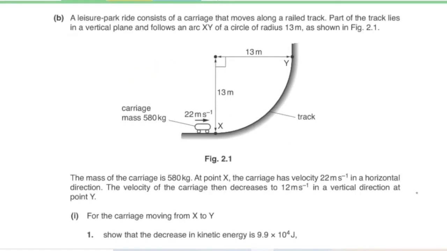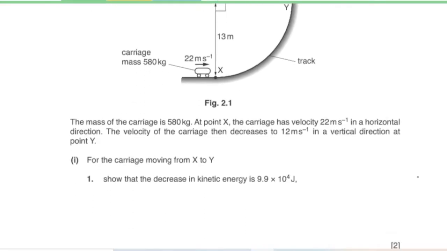Part B, a leisure park ride consists of a carriage that moves along a railed track. Part of the track lies in a vertical plane and follows an arc XY of a circle of radius 30 meters, as shown in figure 2.1. The mass of the carriage is 580 kilograms. At point X, the carriage has velocity 22 meters per second in a horizontal direction. The velocity of the carriage then decreases to 12 meters per second in a vertical direction at point Y. Now for the part where the carriage moves from point X towards point Y, show that the decrease in kinetic energy is 9.9 × 10^4 joules.